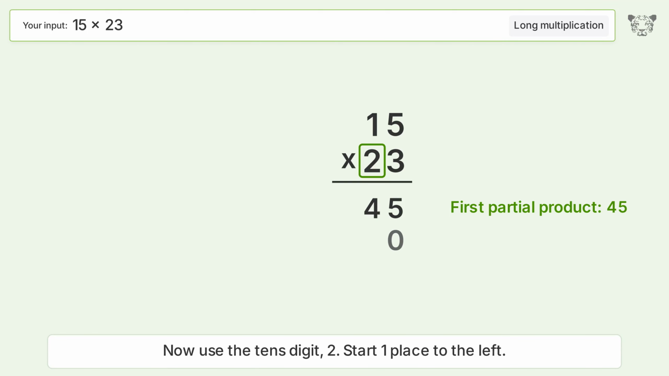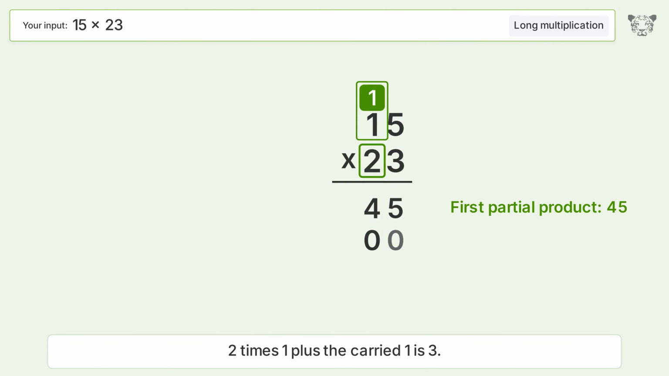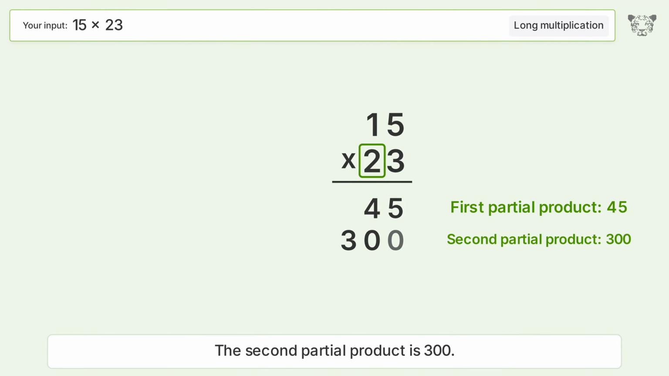Now use the tens digit, 2. Start one place to the left. 2 times 5 is 10. Put 0 in this column and carry 1. 2 times 1 plus the carried 1 is 3. The second partial product is 300.